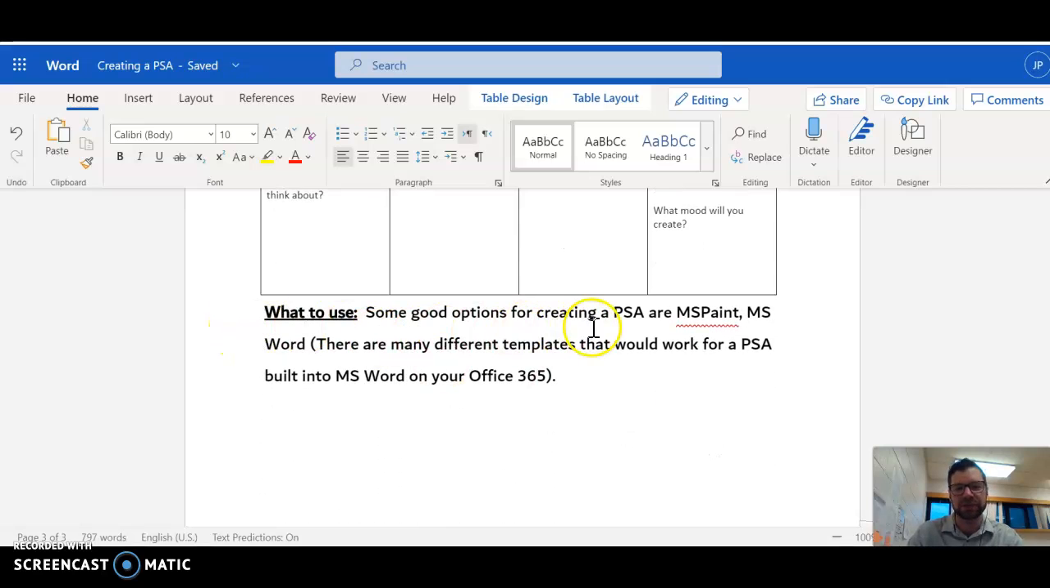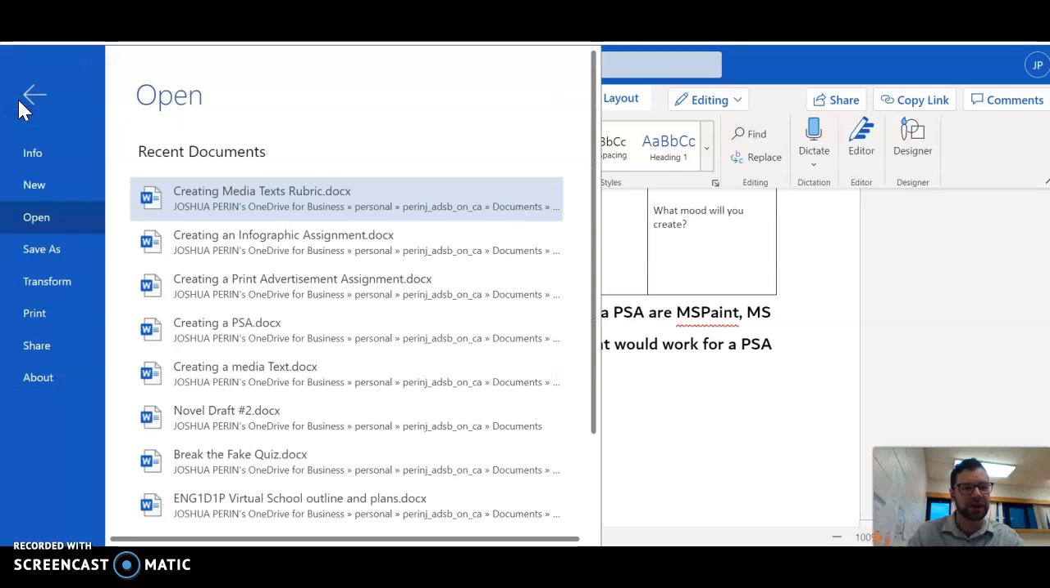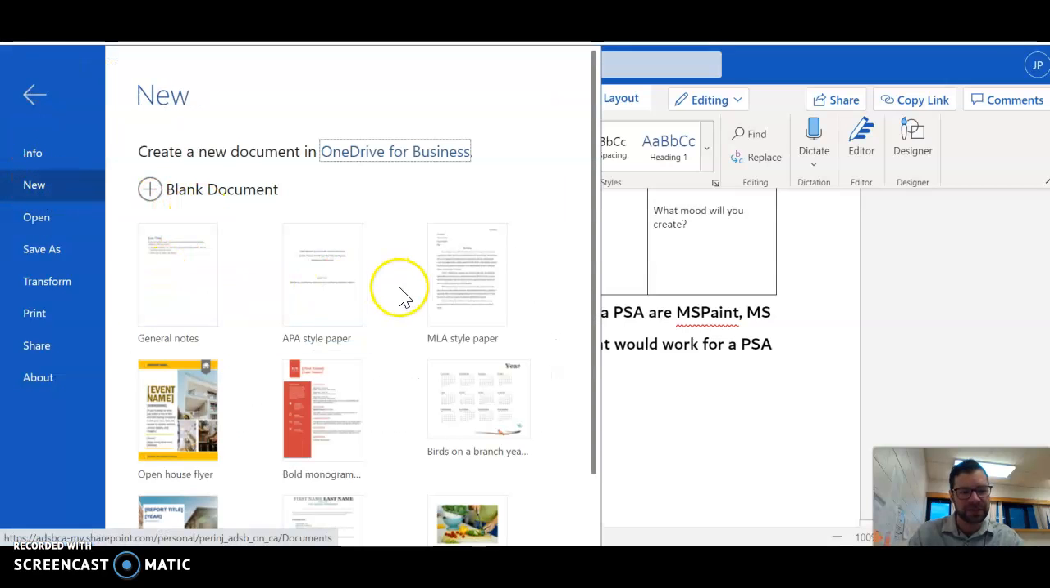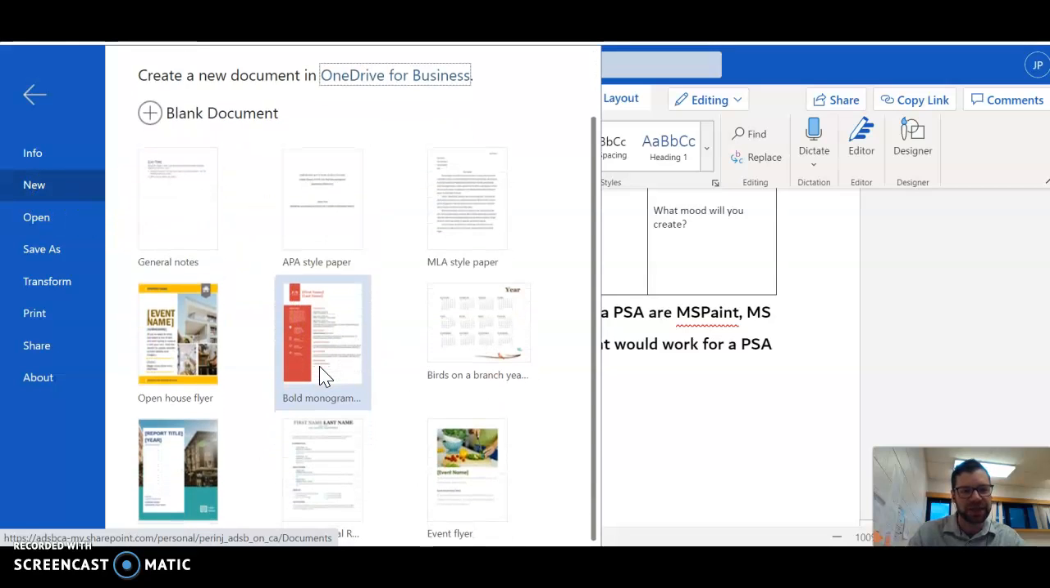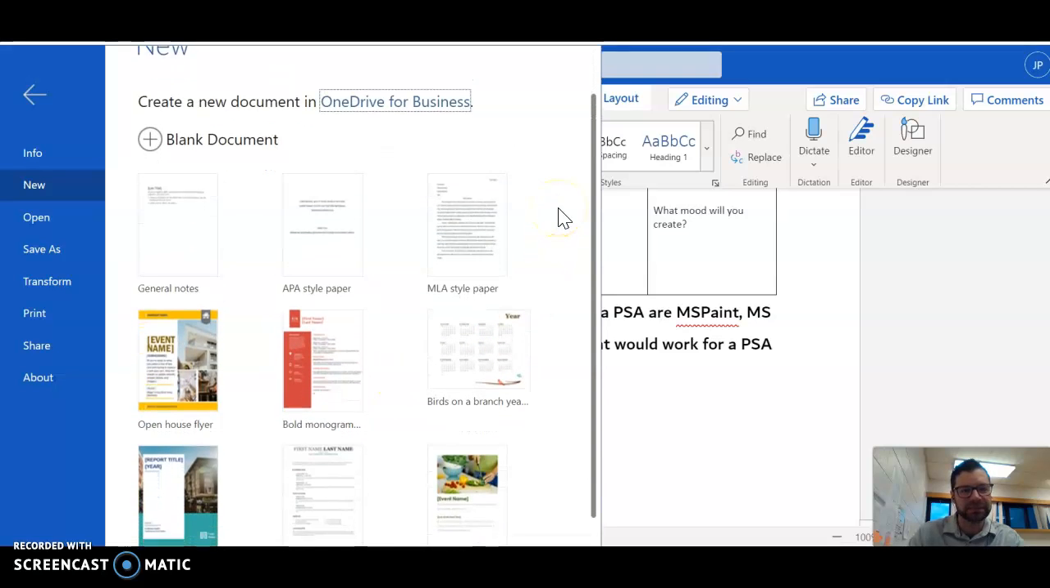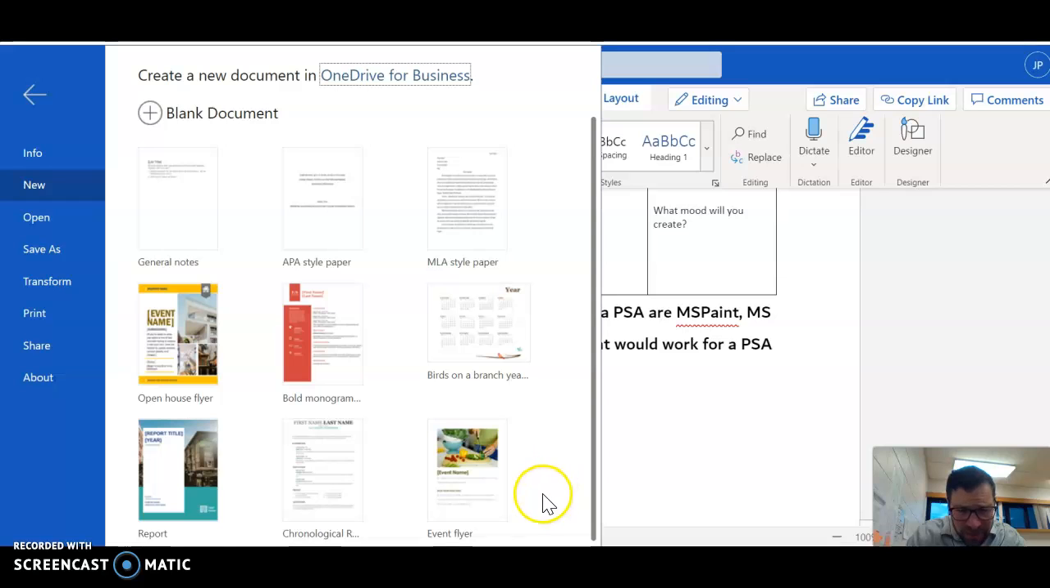What to use? Some good options for creating a PSA are Microsoft Paint or Microsoft Word. There are many different templates that would work for a PSA built into MS Word on your Office 365. I'll show you quick right now. We're going to go with new. See, when you go to create a new document, you can create a blank document or you can scroll down here. See, there's an event flyer, report, open house flyer. There are more of these. Not sure how to get them, if I can get them right now. But there are more options for this, like this event flyer might work good.